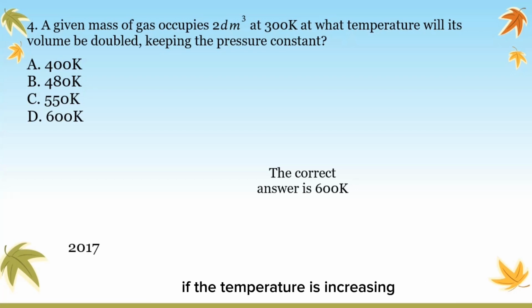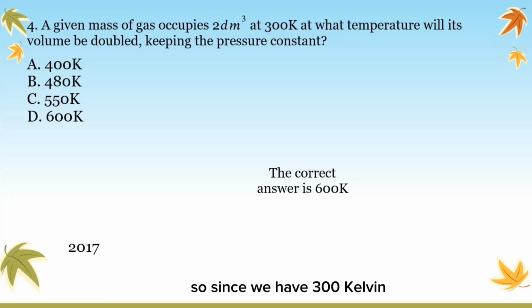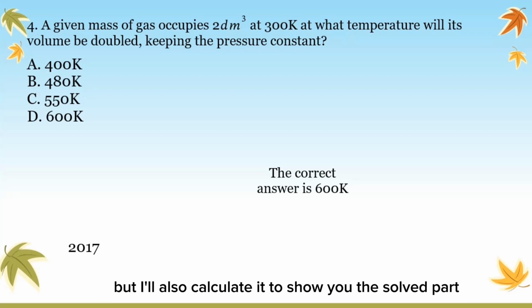It shows that they are directly proportional. If the temperature is increasing, the volume is also what? Increasing. So if the temperature is doubled, the volume is also doubled. So we will multiply the temperature by 2. Since we have 300 Kelvin, 300 times 2 will give you 600 Kelvin. So the answer is 600 Kelvin. But I will also calculate it, to show you the solving part of it.